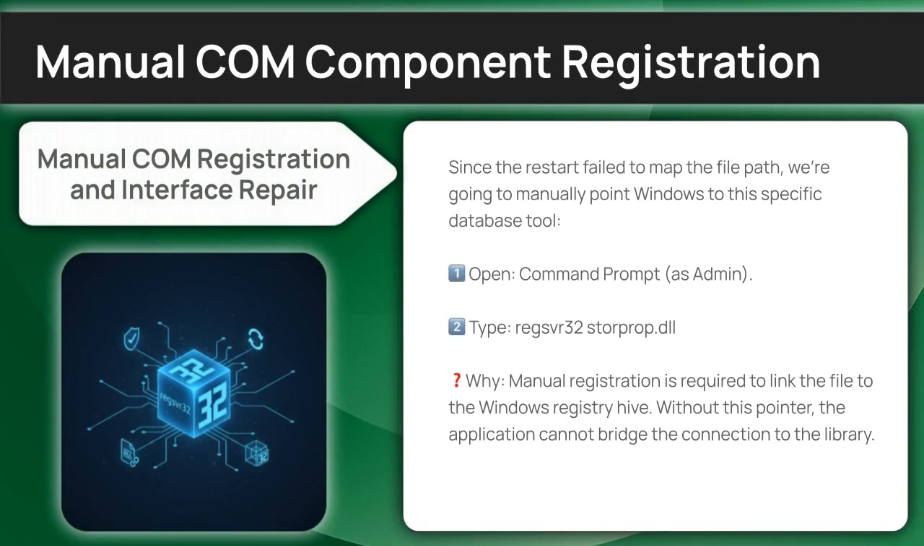Since the restart failed to map the file path, we're going to manually point Windows to this specific database tool. First, open Command Prompt as admin. Second, type regsvr32, followed by your file name causing the error, then hit Enter. Why are we doing this? Well, manual registration is required to link the file to the Windows registry hive. Without this pointer, the application cannot bridge the connection to the library.